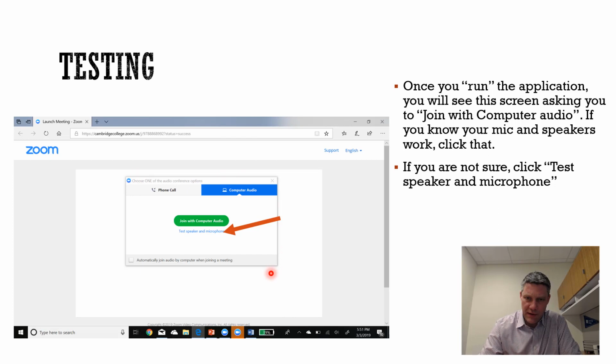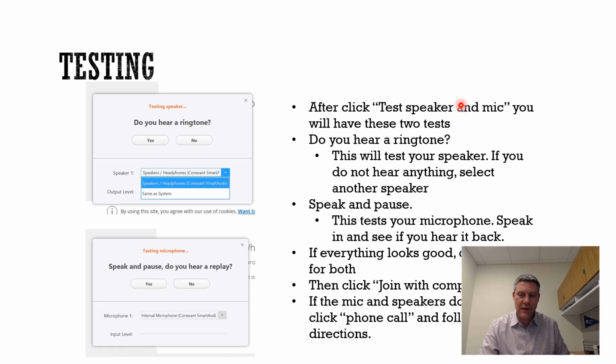This is the entryway into the Zoom meeting, and there are two buttons here. There's join with computer audio, and there's test speaker and microphone. So if you know that your microphone and your speakers are correct and that they work, just click join computer audio, and it'll link you right into the meeting. If you're not sure, or if it's the first time you're using a certain device to do Zoom, click test speaker and microphone. If you click test speaker and microphone, you'll have two tests.